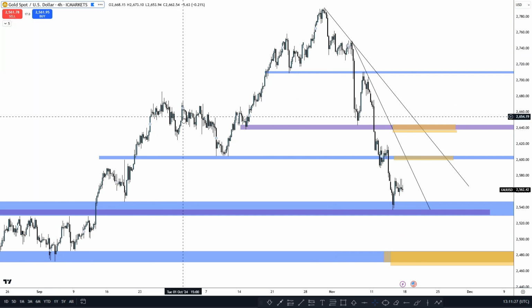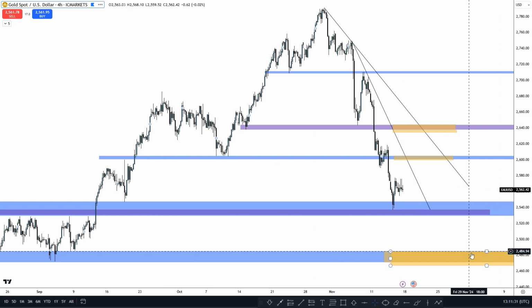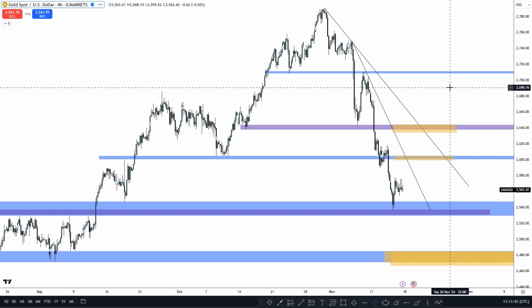It looks like you've got a good few opportunities here. You've got the 2480 area, or 2485 if you want to be precise, and then you've also got break retest of the 2600 region, which could really give a nice area, and then a break retest of 2640, which would also be very nice. So that is my gold analysis for the week ahead.